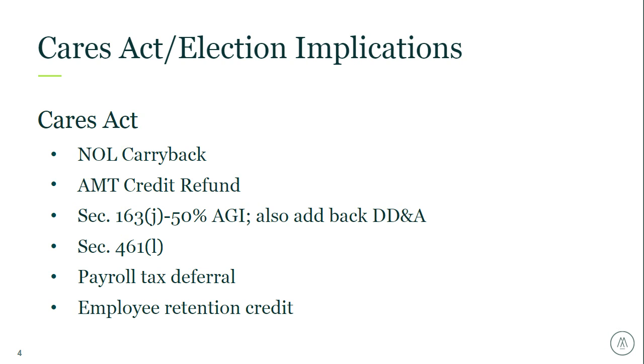The other thing it did is it repealed the limitation that begins before January 1st of 2021 for excess business losses for individuals, and it provided a payroll tax deferral as an opportunity to basically shore up some cash and provide some cash savings for companies, in addition to expanding some employee retention credits.